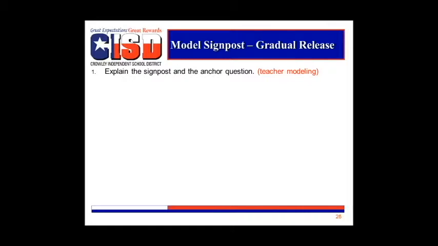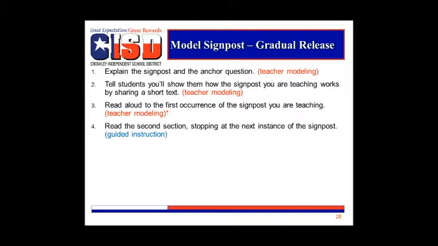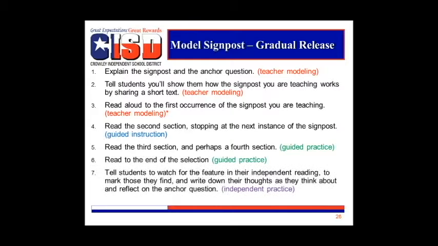You should explain the signpost and the anchor question. Tell students that you're going to show them how it works while you're reading a short text. Read it aloud to the first occurrence of the signpost, and then read the second section and stop at the next instance to see if they can notice the signpost. Read the third and fourth, gradually releasing responsibility to the students. Read to the end of the selection.